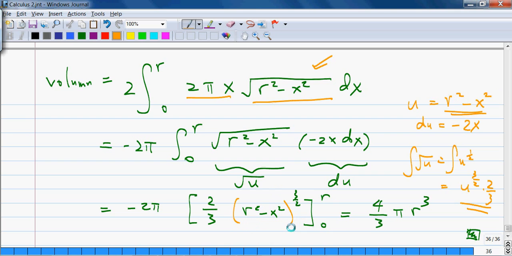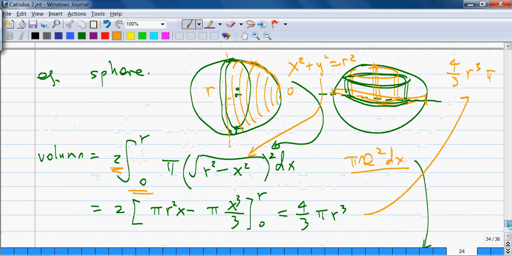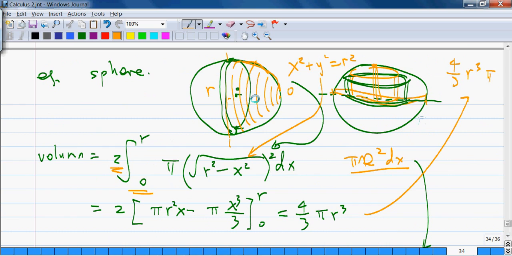And again, this is a polynomial. When we integrate it, we get the same number. So it shows that both the shell method and the disk method get to the same answer, and that answer is what we usually believe to be the volume of the sphere.